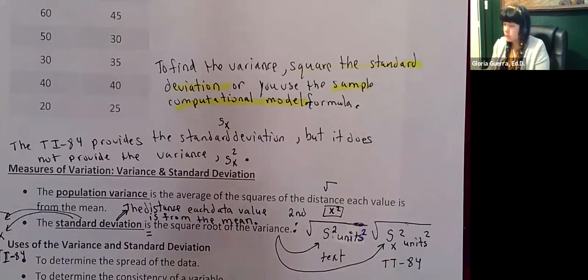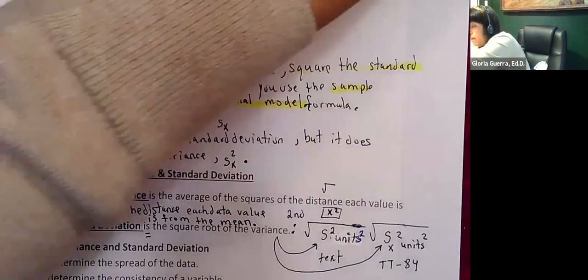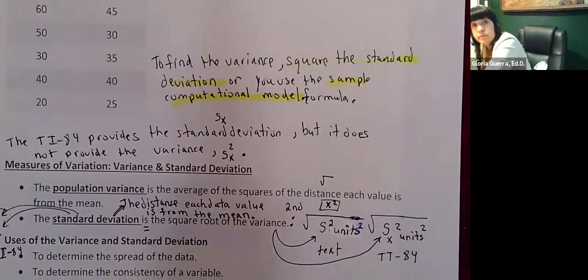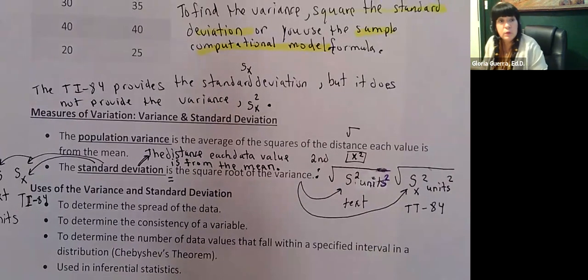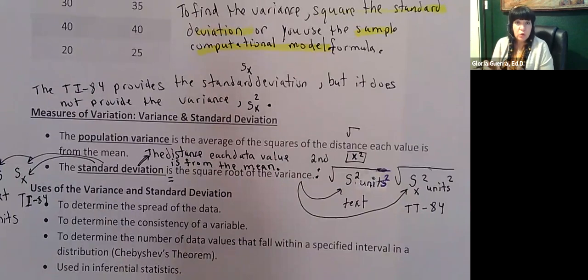Then down here at the bottom part, let's see. The uses of the variance and standard deviation: it's to determine the spread of the data. Remember, at the top, variance helps us understand how data is spread out. It also determines the consistency of a variable.